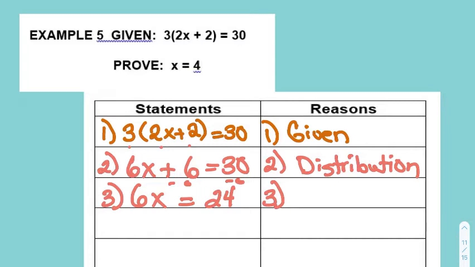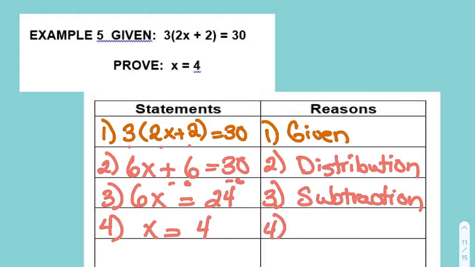And that again was by subtraction. And then now we would divide both sides by 6. And that would leave us with x equal to 4. And that was again by division. All right, so that wasn't too bad. But like I said, there is another step. We could have done things a little bit differently.